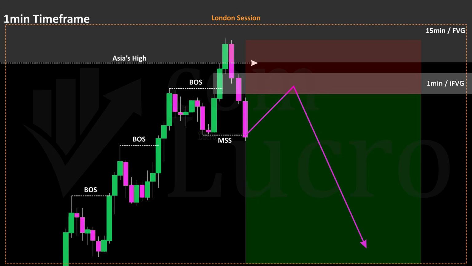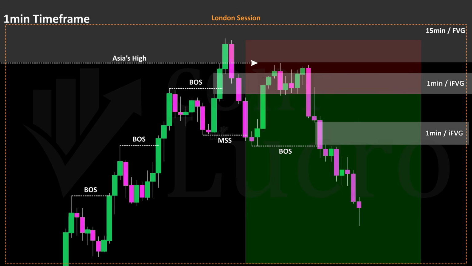For take profit, several targets can be used. One approach is to aim for the nearest sell side liquidity on the 1-minute time frame, while a more extended target could be the Asian session midpoint or the Asian low. As an alternative method, a fixed risk to reward ratio, such as 2.5 or 3 R to R, can be applied, depending on your trading style.